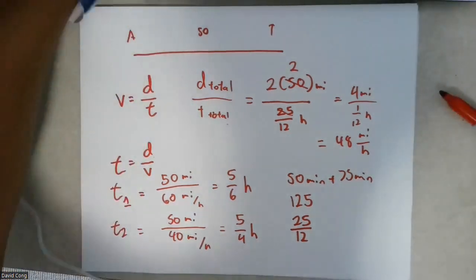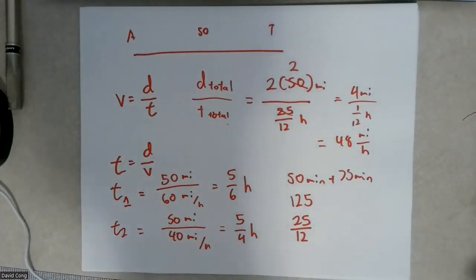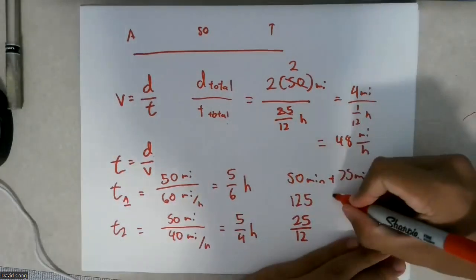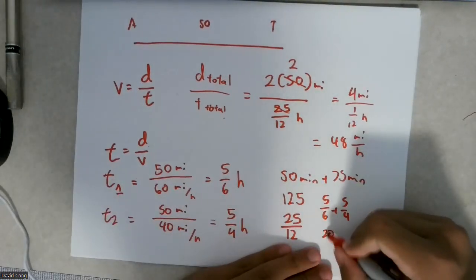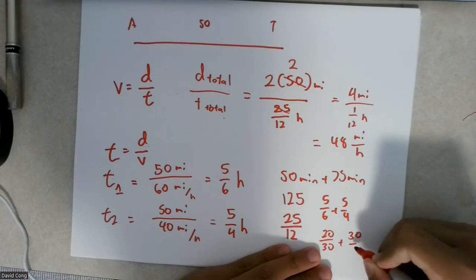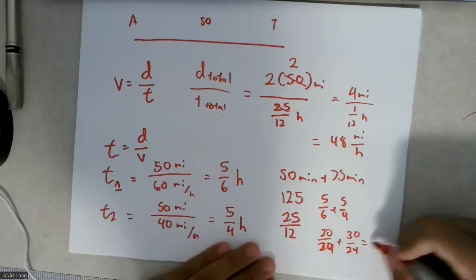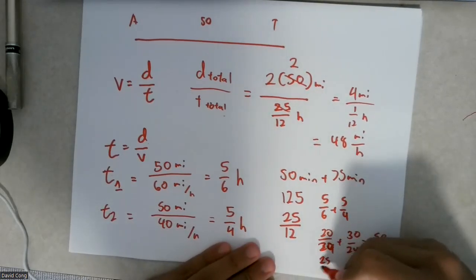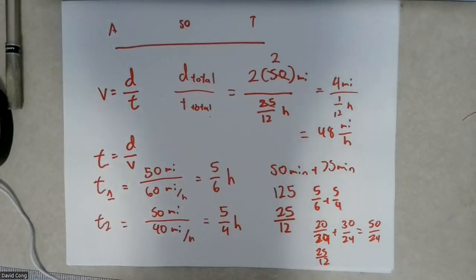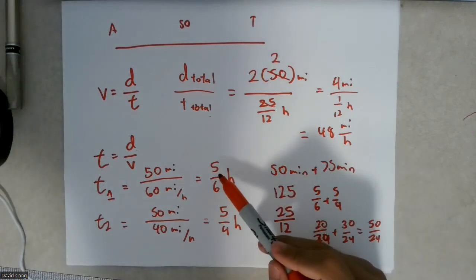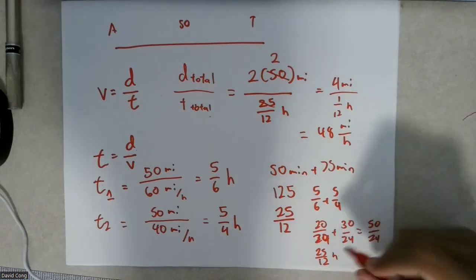Okay, if there's no questions, let's move on to the next one. Oh, how do I get 25 over 12? Oh, that's just 5/6 plus 5/4. If you cross multiply, you get 20 over 24 plus 30 over 24, which equals 50 over 24, which equals 25 over 12. So that's the total time. I just jumped across multiplying in my head. But yes, we're looking at the total time: the time there plus the time back, and we add those together, and the total time is this many hours.